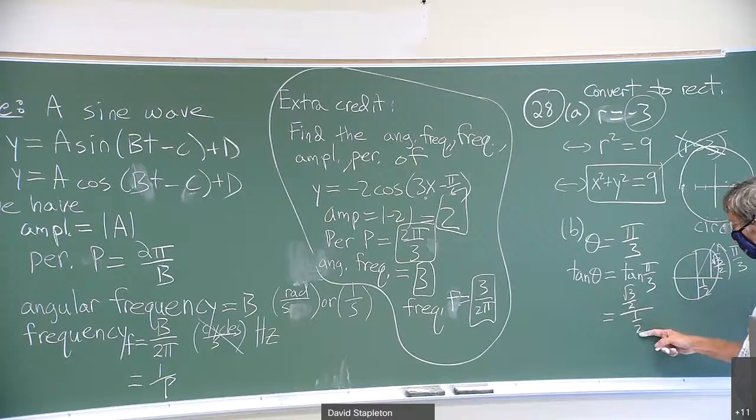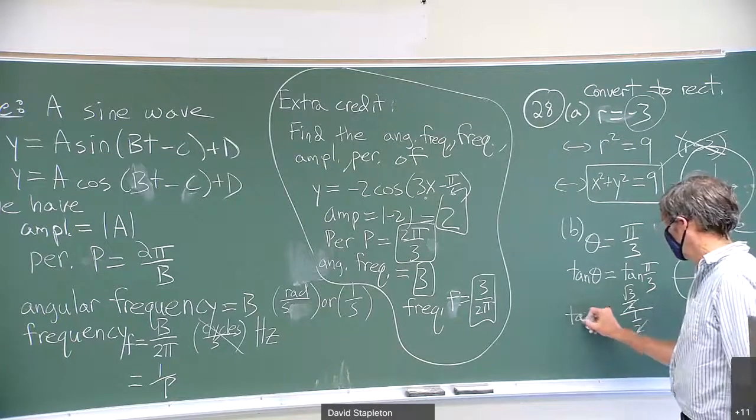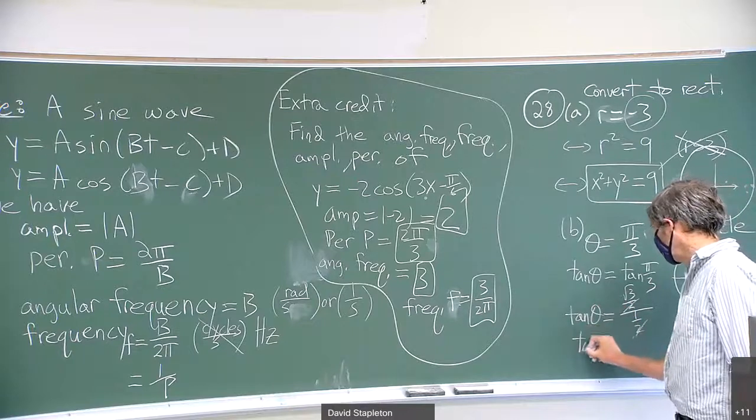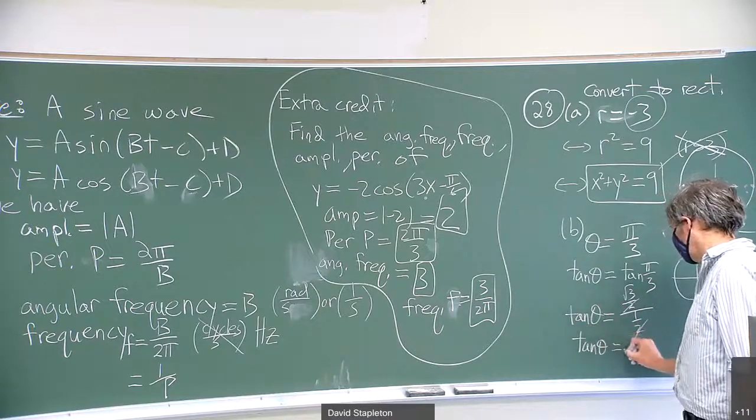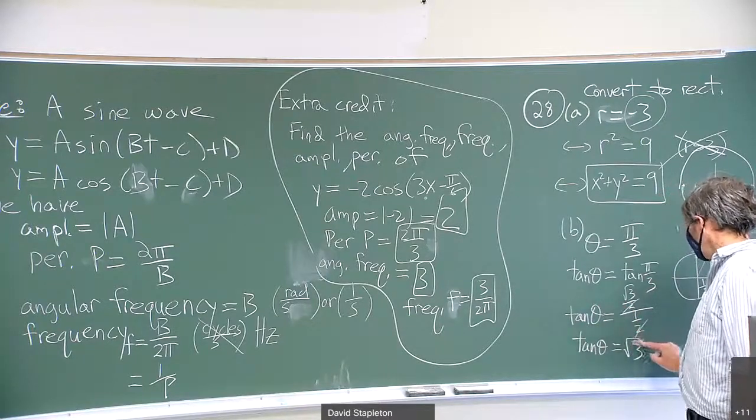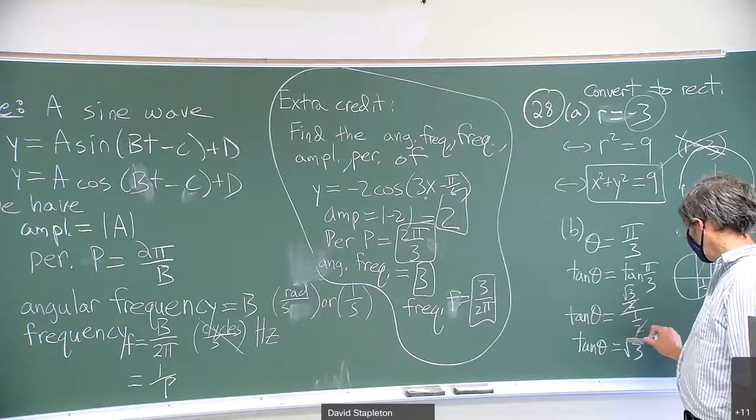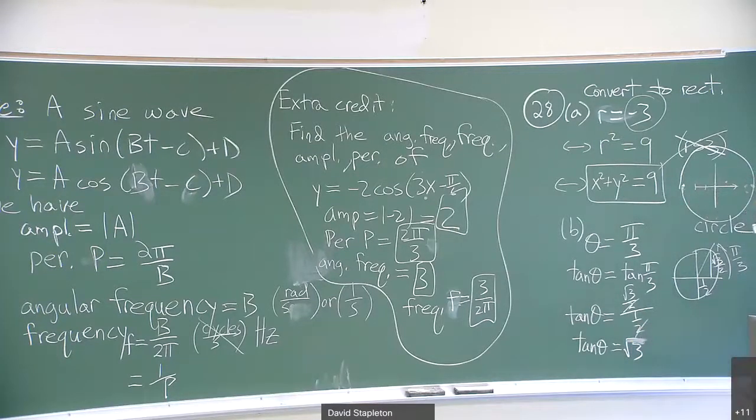And the 2's are both denominators, so they cancel. And the equivalent equation is tangent theta equals square root 3. How about that? I have to be a little careful on this, but to think if these are really equivalent at each step.